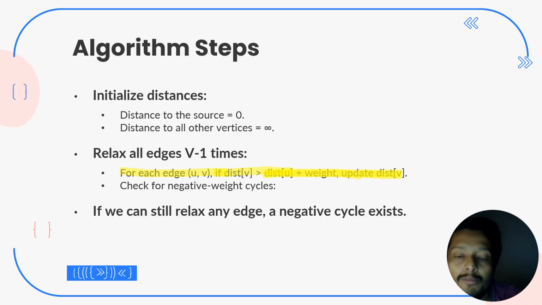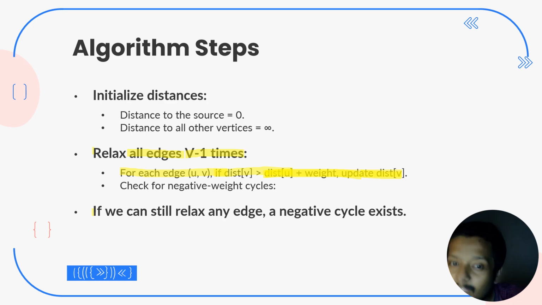And you're going to do this how many times? You're going to do this relaxation operation V minus 1 times for all the edges in the system. Okay? So if you do this V minus 1 times for all the edges, then the final distance matrix that you are going to get is going to contain the minimum distances from the source to all the destinations.